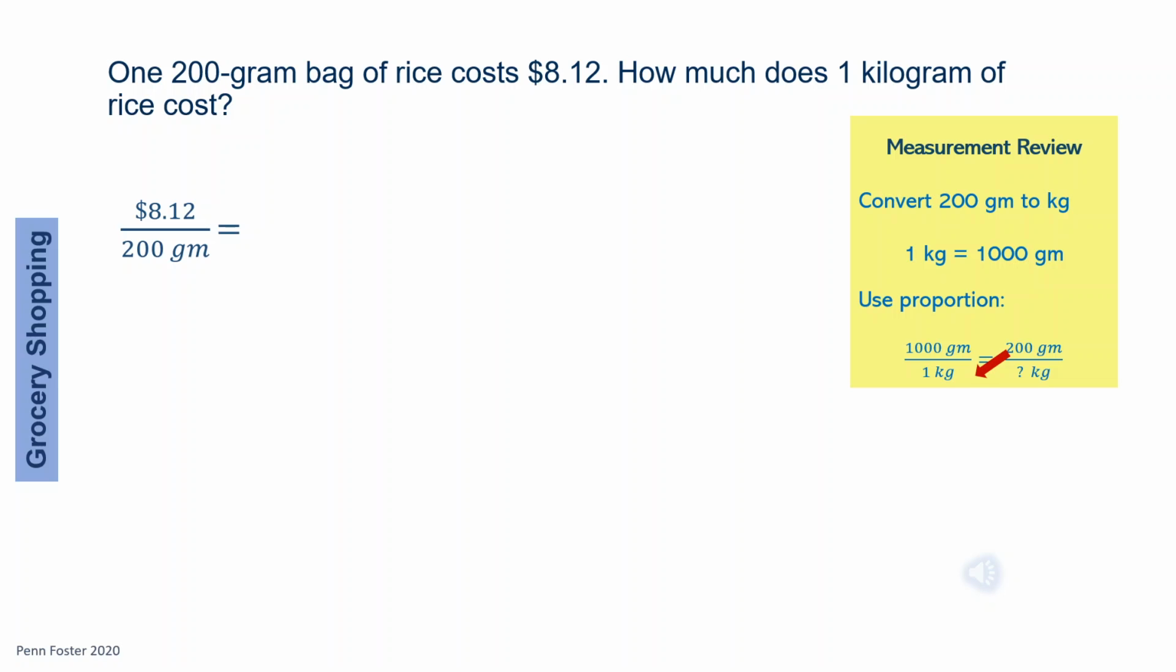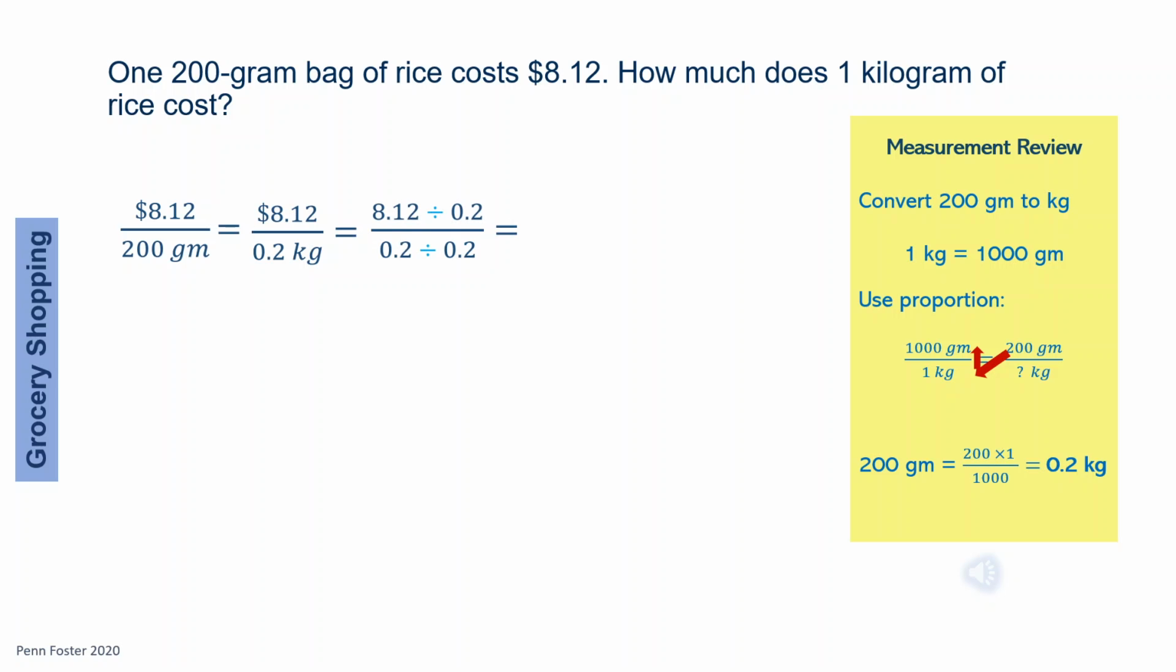Then divide the product by 1,000. 200 grams are equivalent to 2/10 of a kilogram. Place the kilogram answer in the denominator. Now divide top and bottom by 0.2. We get 1 kilogram in the denominator and $40.6 in the numerator. 1 kilogram of rice costs $40.60.